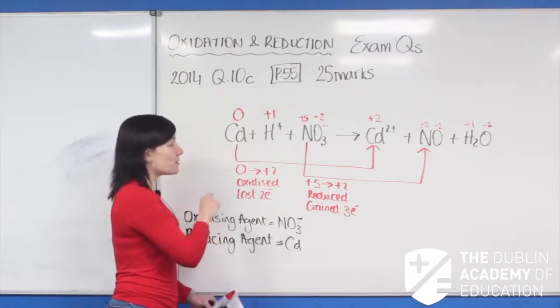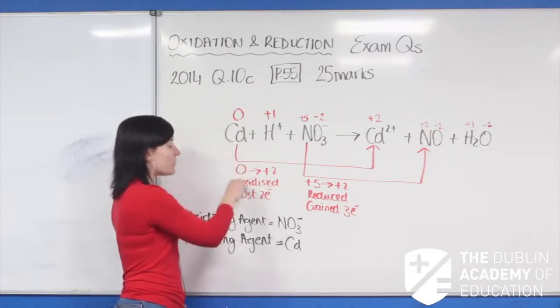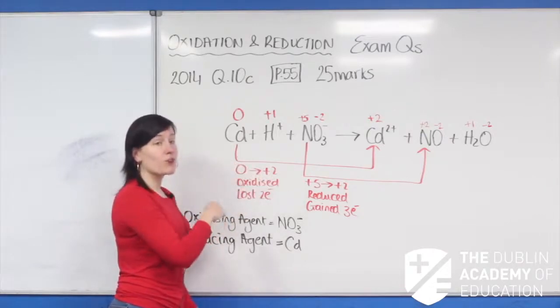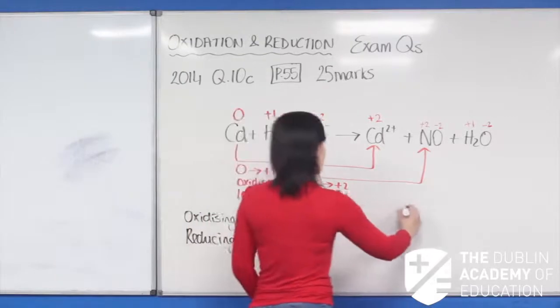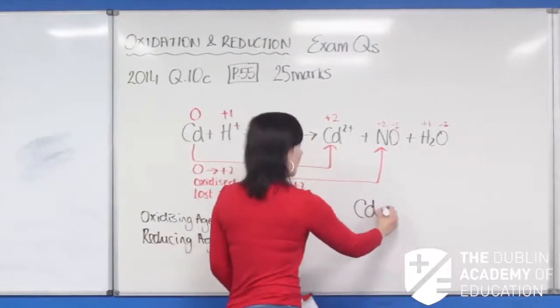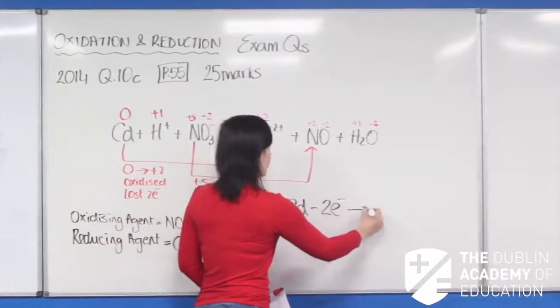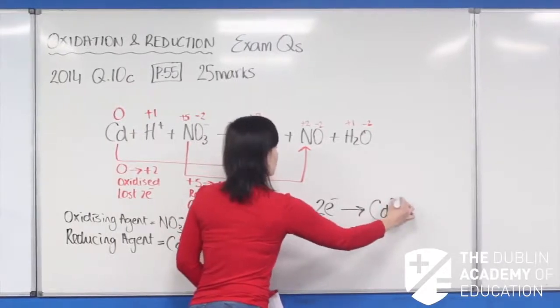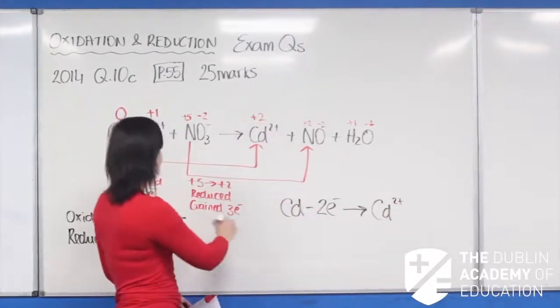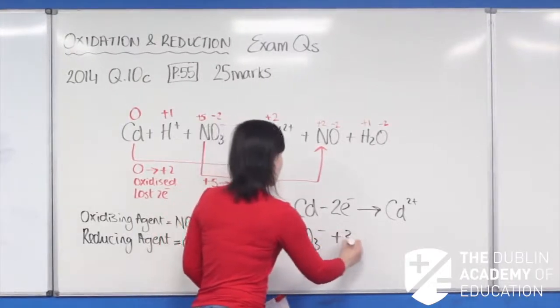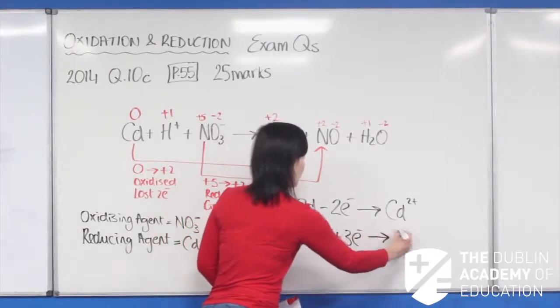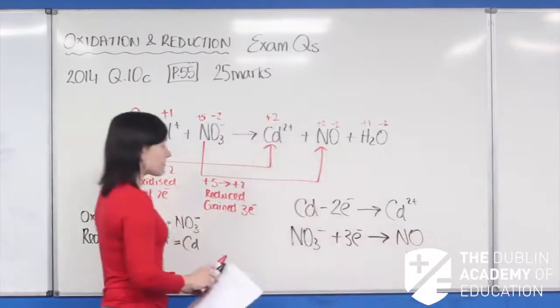So what we're going to do now to balance this is separate out, take out these half equations for oxidation and for the reduction, okay? So we'll start off. So Cd minus 2 electrons gives us Cd2+, okay? And then NO3- plus 3 electrons gives us NO, okay?